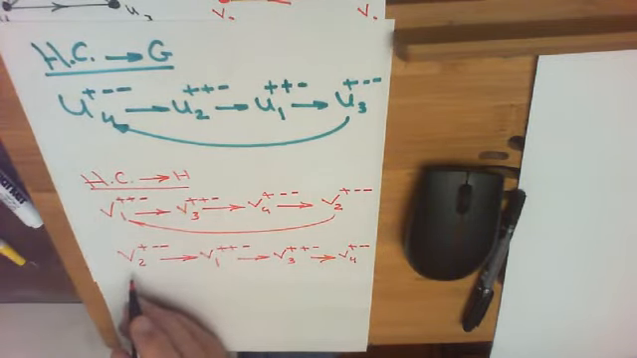Now, what is the correspondence? U4 is equivalent to V2. Okay? U4 plus minus minus plus minus minus. Okay? Plus minus plus, we check again. Plus minus plus minus plus. Okay. Okay? So we have a complete correspondence between these two graphs.